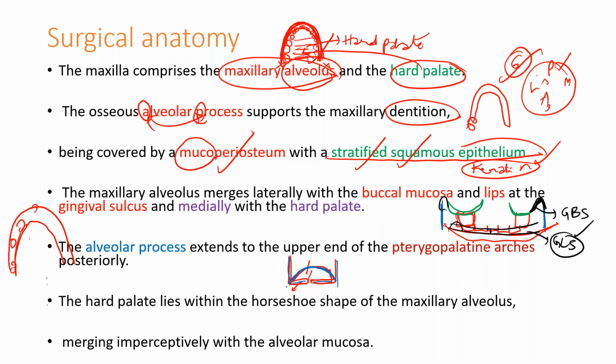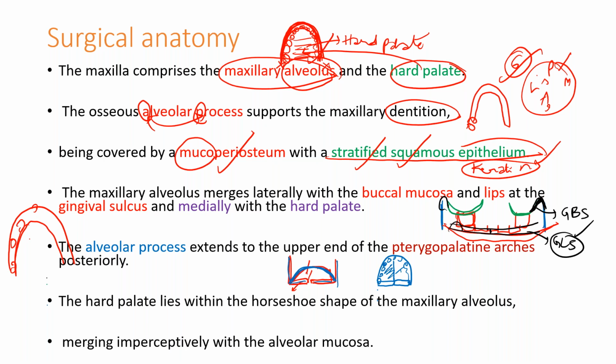So where is this alveolar process? If you lift the bone, reverse it and look at the skull, you find the alveolar process like this. Is it or not? Upper end of the pterygopalatine arches. So what are the pterygopalatine arches? This part belongs to the horizontal plate of the palatine bone, and this part belongs to the maxilla.